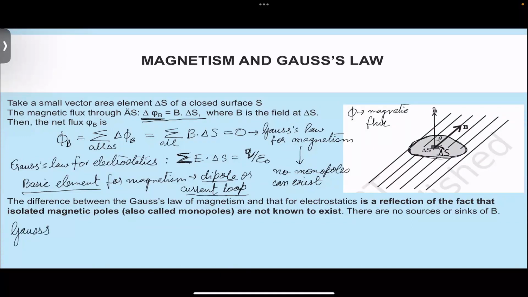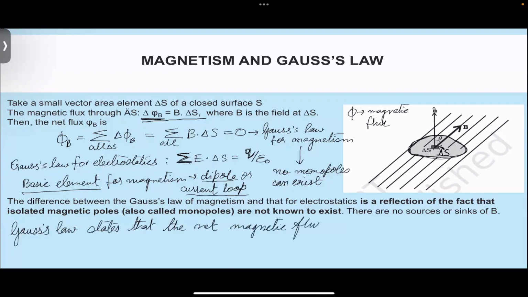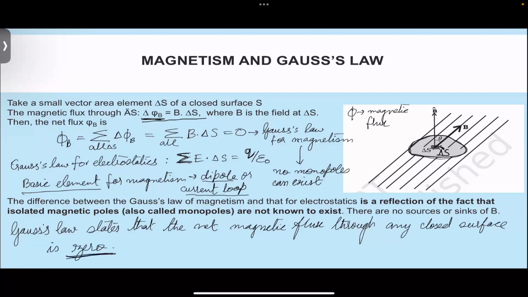I'll just write it here. Gauss's law states that the net magnetic flux through any closed surface is zero. Okay, this is with respect to magnetism. Gauss's law for magnetism. So this we have proved.